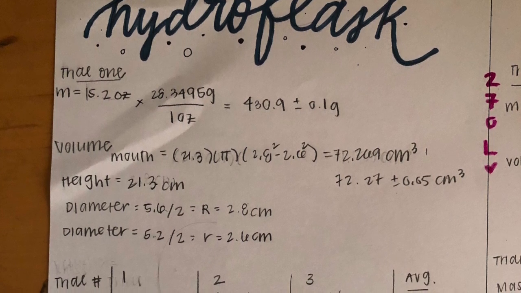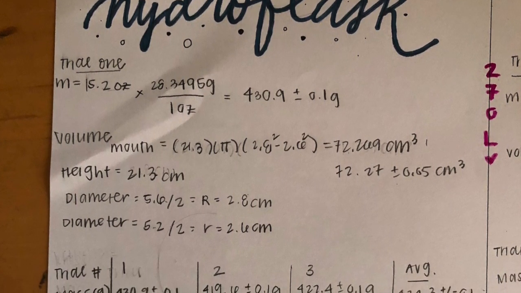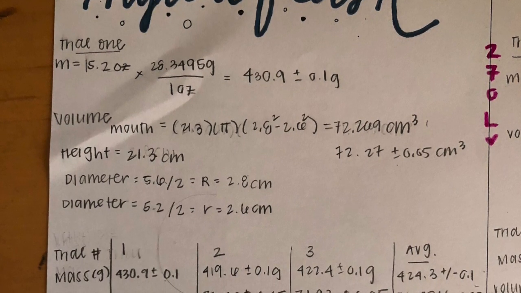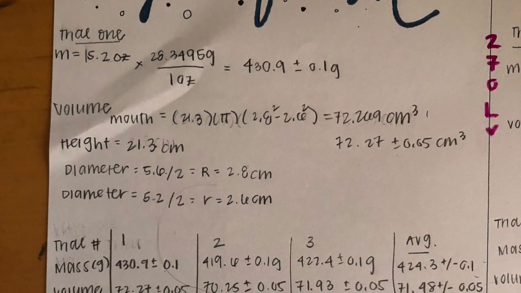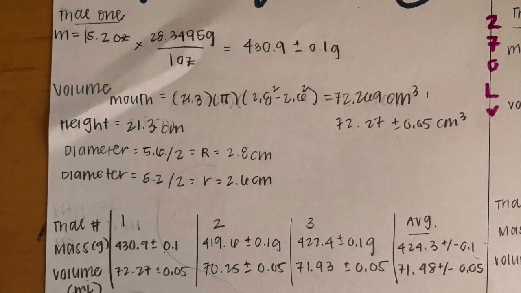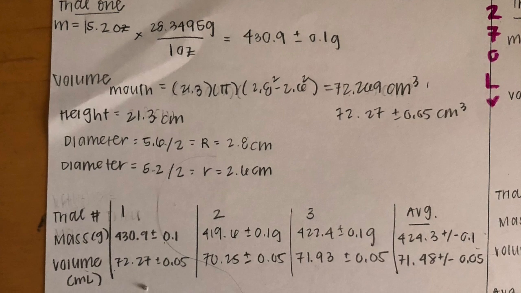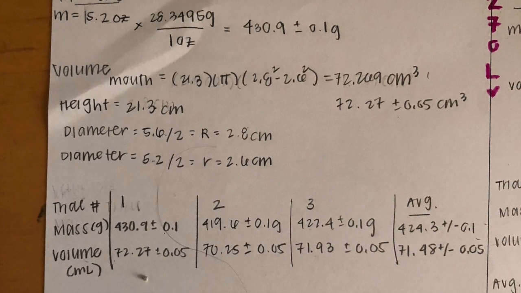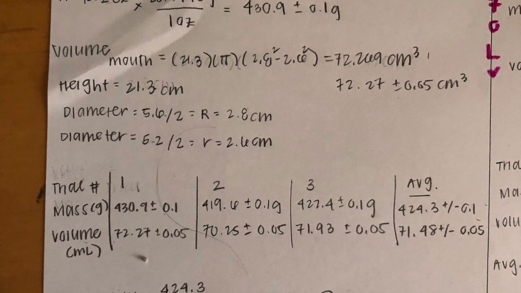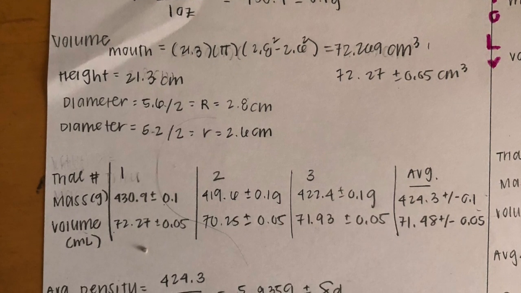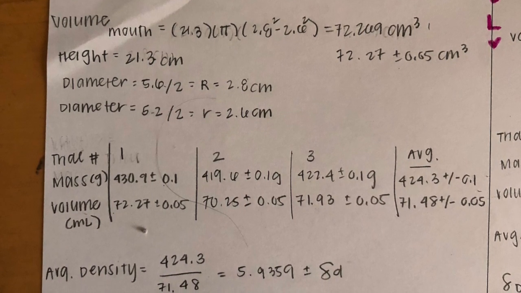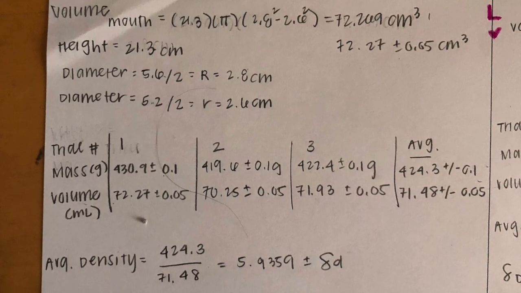To find the volume, I measured the height of the Hydro Flask as well as the large diameter, which was capital R, for the radius, and divided that by 2. And then I found the smaller diameter, which wasn't including the edge of the opening of my Hydro Flask, divided that by 2, and got the small radius. So I took the measurements for mass and converted that into grams 2 more times for a total of 3 trials, and the same thing for volume for a total of 3 trials.